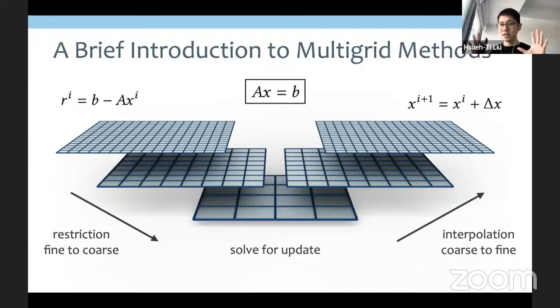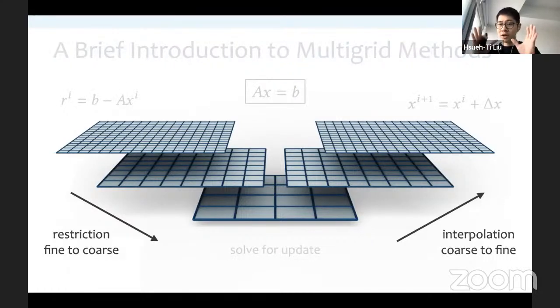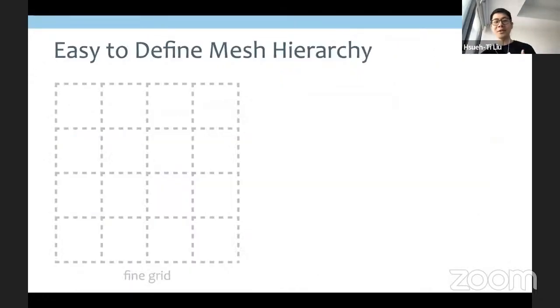And within this kind of procedure, the most important ingredients are how you define the hierarchy of your domain and how you do the restriction and interpolation operators. If you understand this, then you can probably already see why people love to define multigrid on grids. The reason is that it is easy to define the hierarchy of your domain.